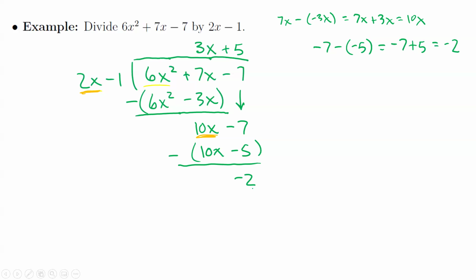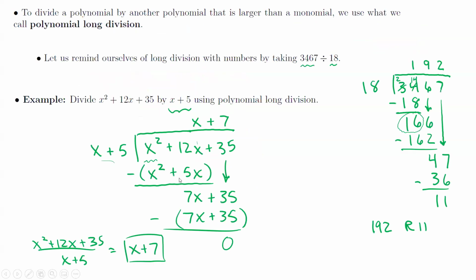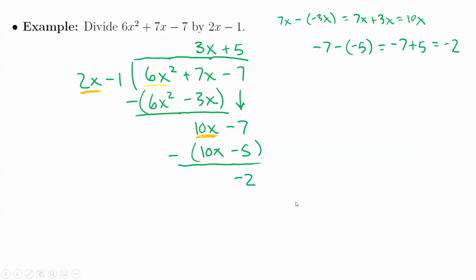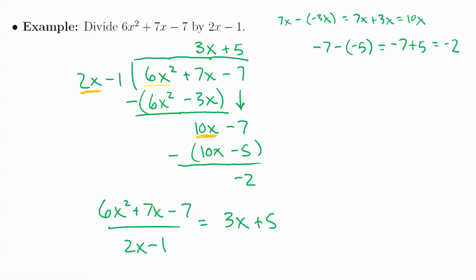Okay, now this is different than the last problem. The last problem, we got a remainder of 0. So we were able just to say this is equal to the result up here of x plus 7. So we want to write something similar. So it'll be 6x squared plus 7x minus 7 divided by 2x minus 1. Well, we want to be able to write this 3x plus 5, but then what do we do about this remainder?